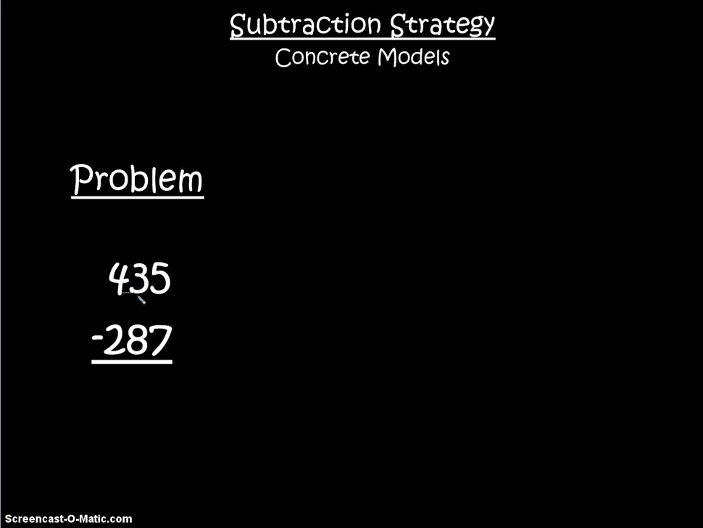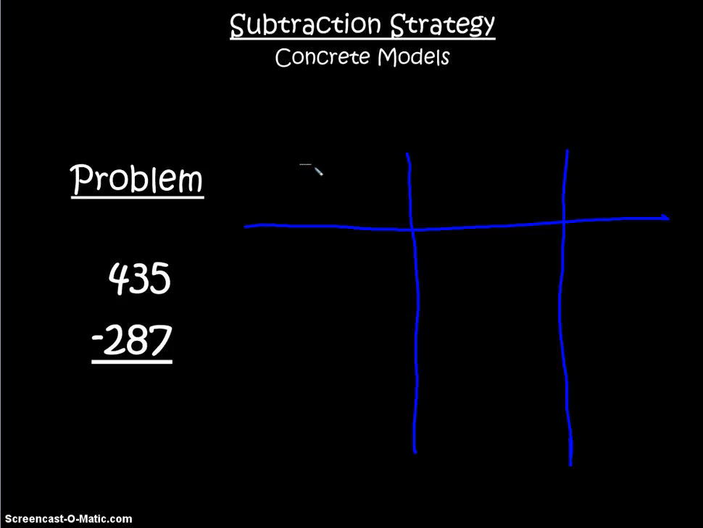For example, if we have 435 and we take away or subtract 287, that means that we are going to start with 435 and we're going to take 287 away from that. So when we show our concrete model, our model needs to show that as well. I like to start looking at a concrete model with a place value chart to help organize my thinking. So I make a chart with 3 columns, and I'm going to label those hundreds, tens, and ones.